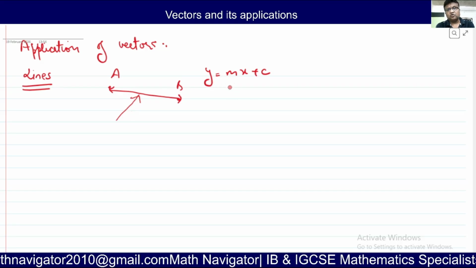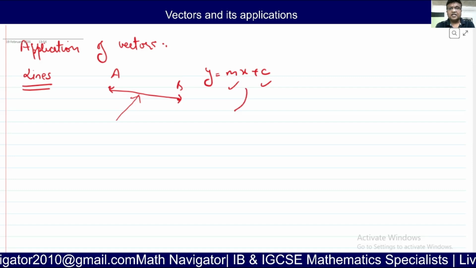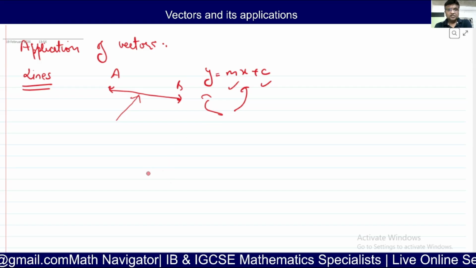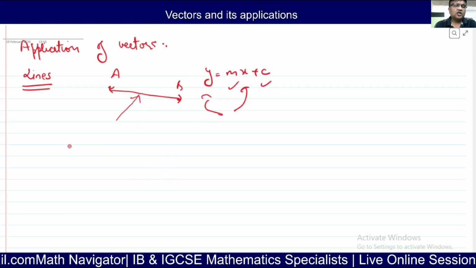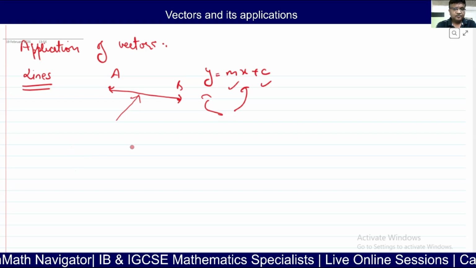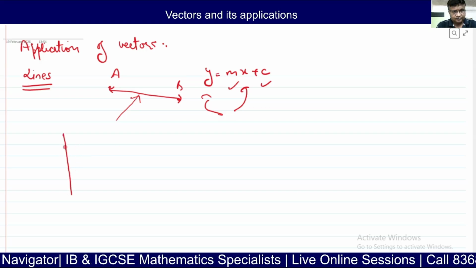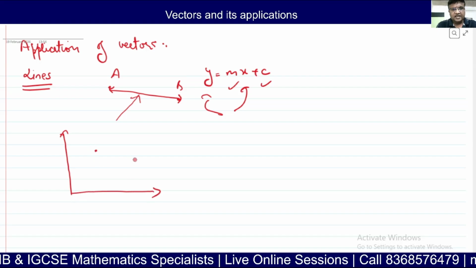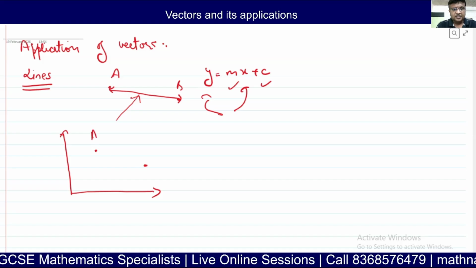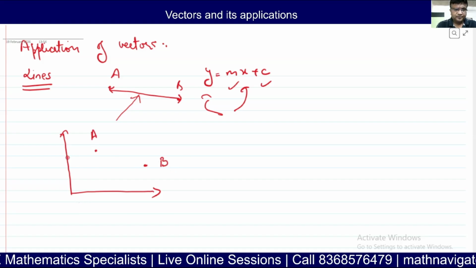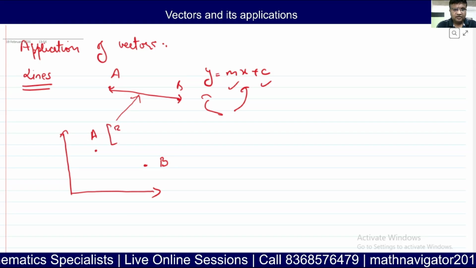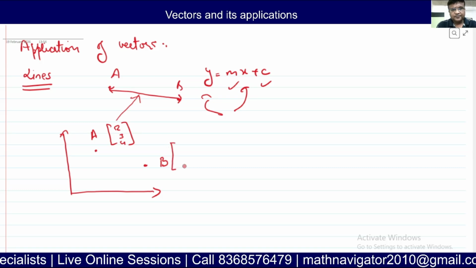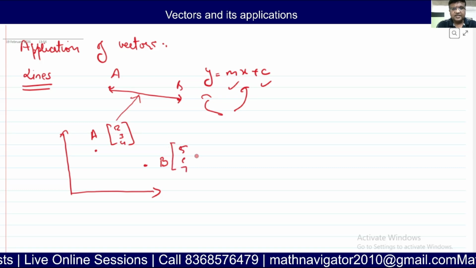In this case, if I know m, if I know c, and I plug in x, I'll get a certain y, which means x and y are lying on the line. So today we are going to discuss the vector equation of a line. Let's say these are 2 points, point A and point B. Let's say point A is 2, 3, 4 and point B is 5, 6, 7.